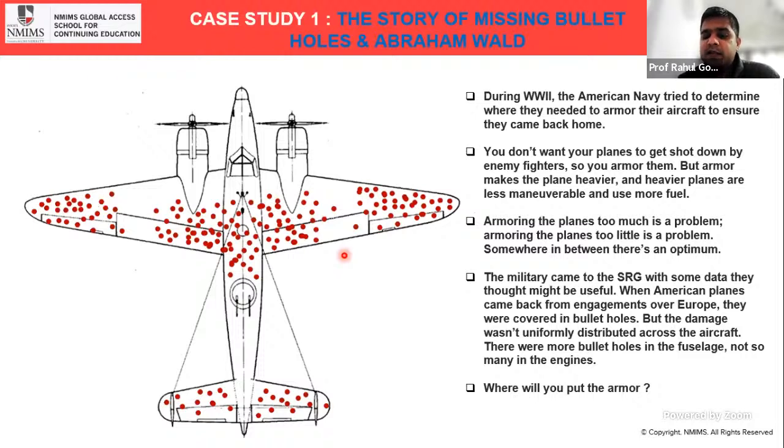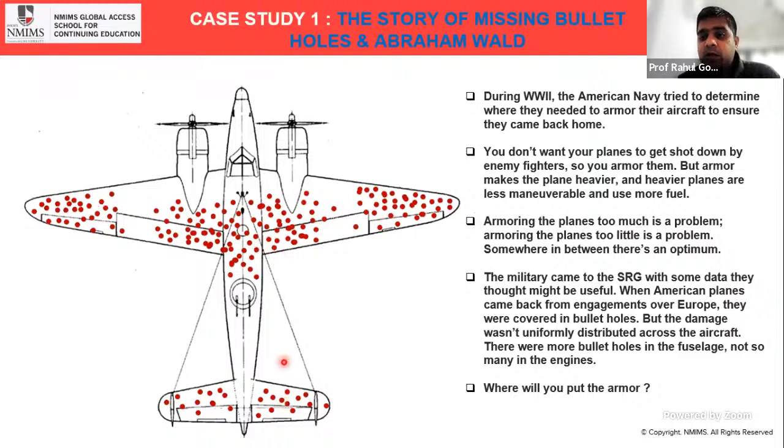So what in fact he suggested was that the armor should be put not on the places where the plane has already taken the bullet and come back. It should be put on the other areas, right? And his argument was that we are not looking at the correct data. We are not looking at the planes which have not come back, right? What about them? Where have they taken the bullet shot? Because the ones who have taken the bullet shots, let us say on the flanks or in the middle, right?